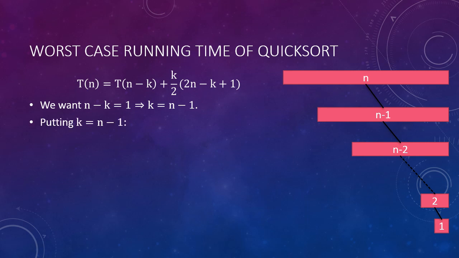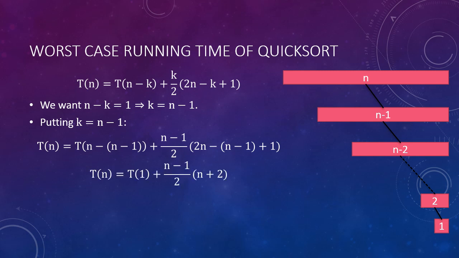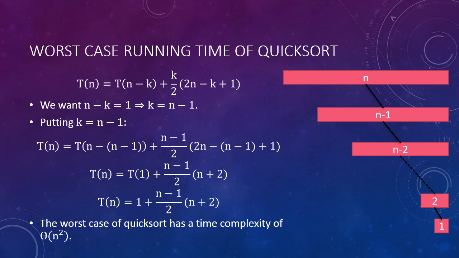Putting k equals n minus 1, this is what we get. Substitution of the value of k. Simplify it. T(n) is T(1) plus (n minus 1) divided by 2 times (n plus 2). I have substituted the value of T(1). Now I can say that the worst case of quicksort has a time complexity of O(n squared).